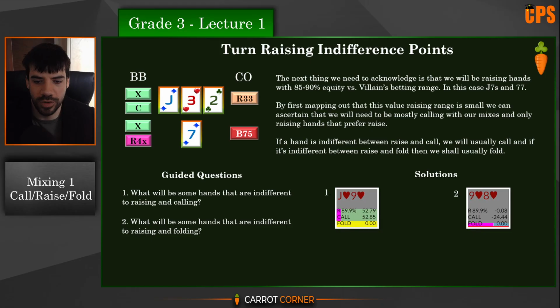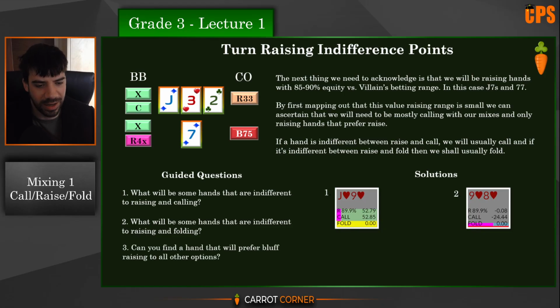The hands that are indifferent to raising this turn, hands that mix raise on the turn, are not just obvious flush draws and sets. There's other stuff going on here too. Polarized raising ranges on the turn aren't just thick value and bluffs, there's a few different categories of raise. I'm going to talk more about categories of raise in lecture 3.